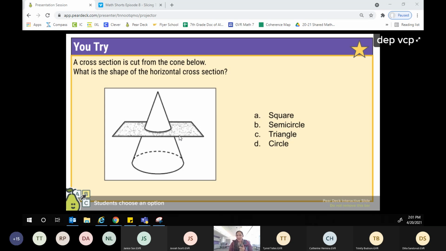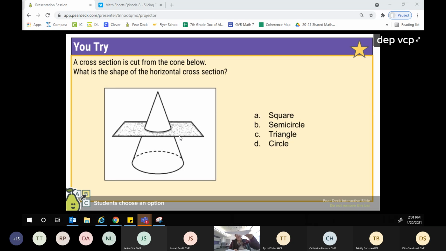Cones and pyramids are pretty cool in that as you scoot, let's say... I don't have a pyramid, which is kind of a bummer, but let's say this is the base of my pyramid. If I make a cut really close to the base, it's going to be about the same size, right? It'll still be a rectangle. It's about the same size.